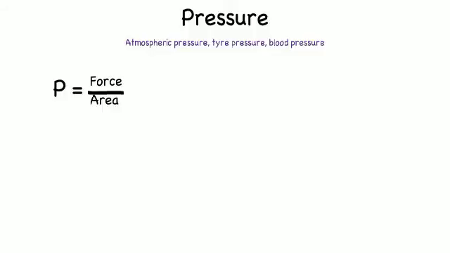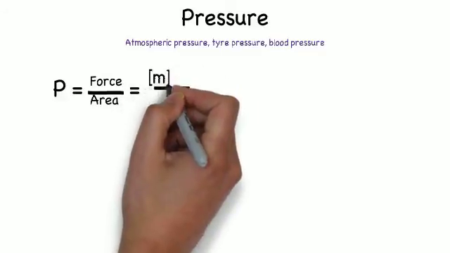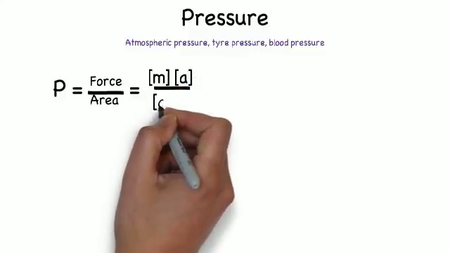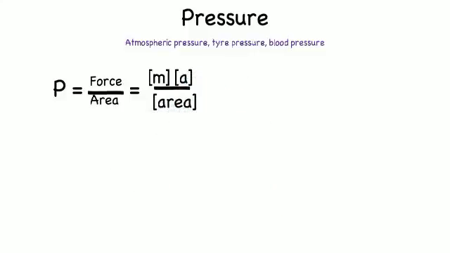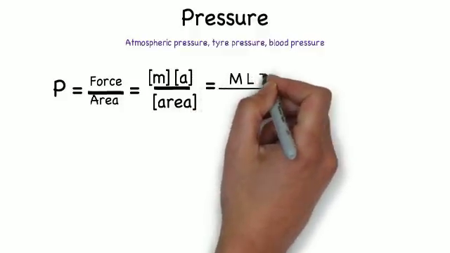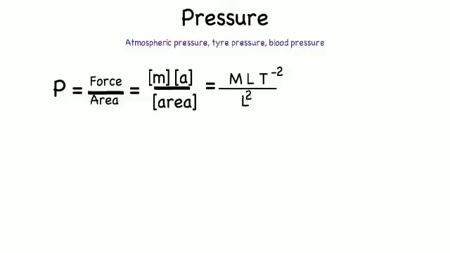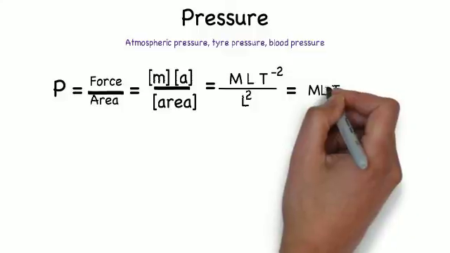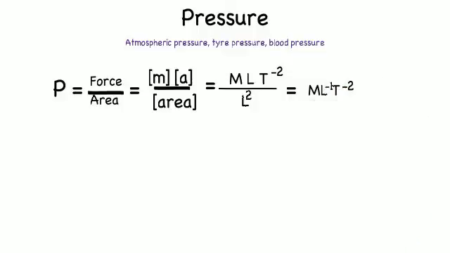Now we want to determine what is the dimension of pressure, and this is very simple, and we will play the same game as we have done before. The dimension of pressure is the dimension of force divided by dimension of area, and we already know how to determine the dimensions of these two quantities. So dimension of force is mass times acceleration, and area is just L square. So this together gives us M L T to the power minus 2 divided by L square, which is equal to M L to the power minus 1 T to the power minus 2.